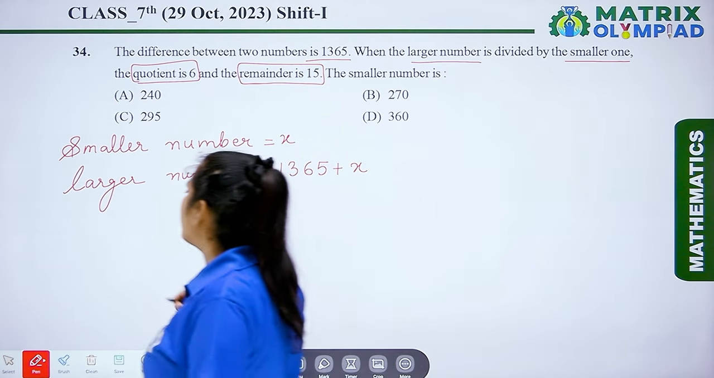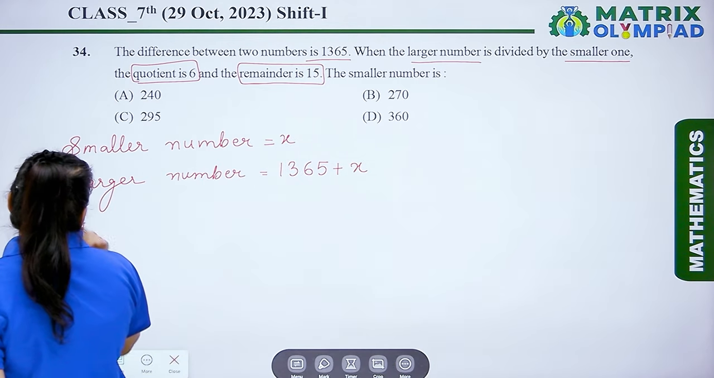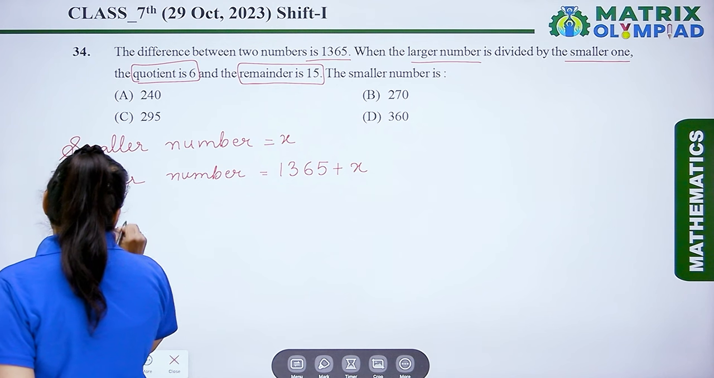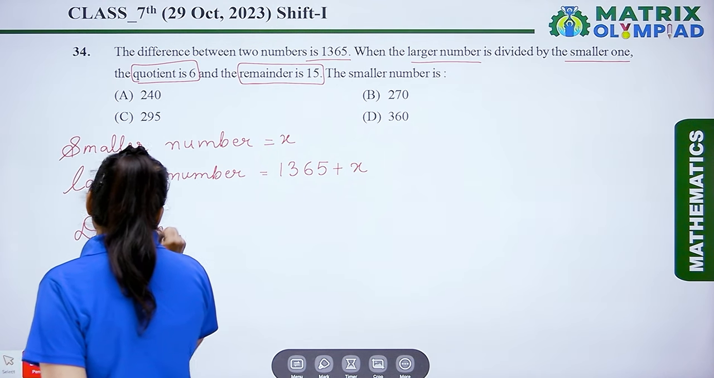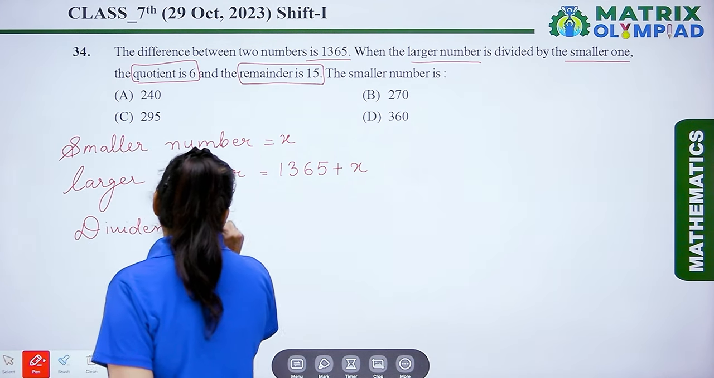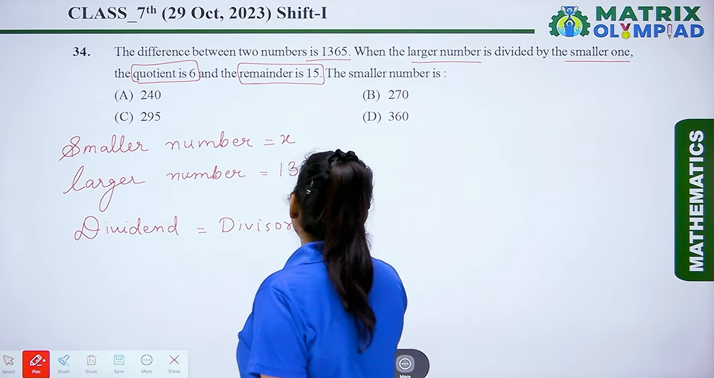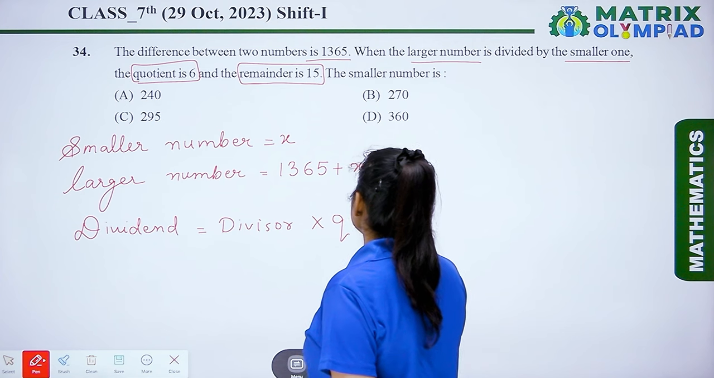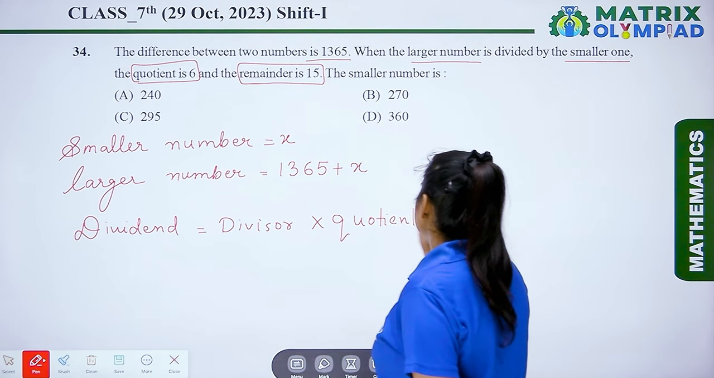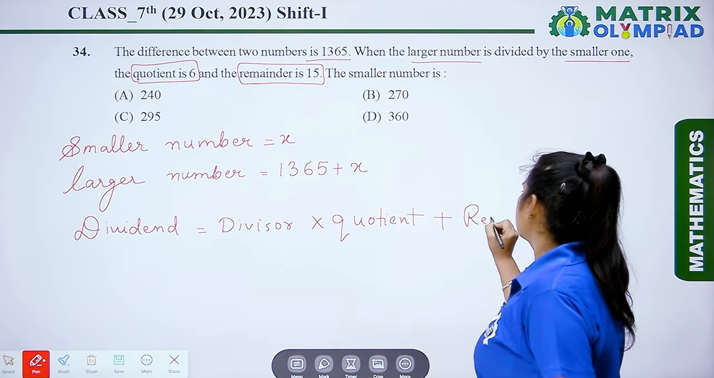Now, we are going to apply the formula, that is dividend is equal to divisor multiplied by quotient plus remainder.